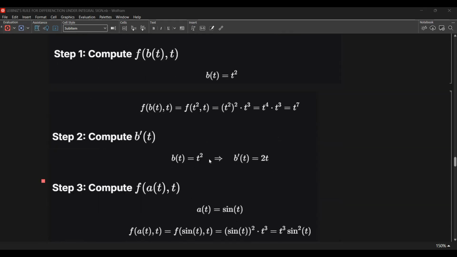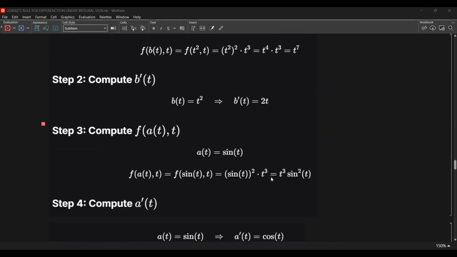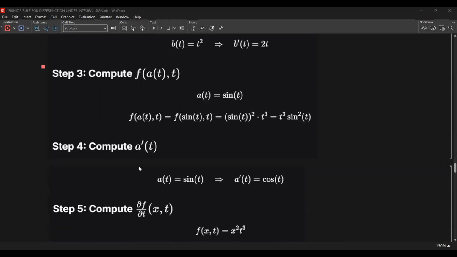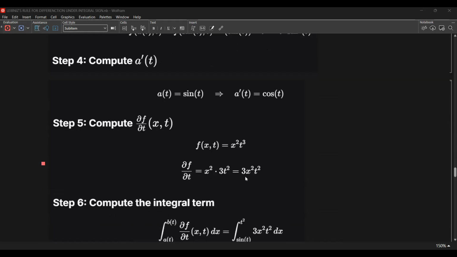So compute for b prime of t. b prime of t is equal to 2t. And our a of t, a as a function of t, is sine t. Then we have f of a, t. So we have x equal to sine t, so that is squared, and times t cubed here, so t cubed times sine squared. So compute for a prime of t. So a prime of t is cosine t. Compute for the partial of f with respect to t. So that is equal to 3x squared t squared.